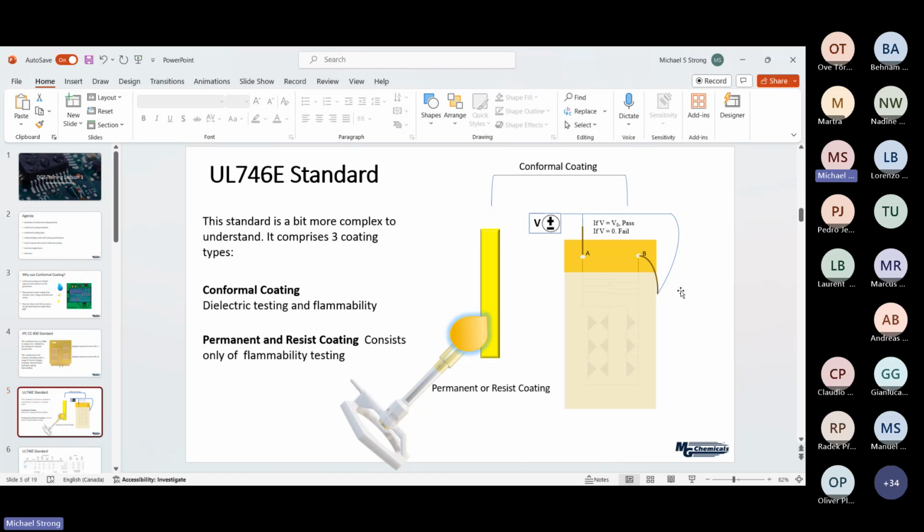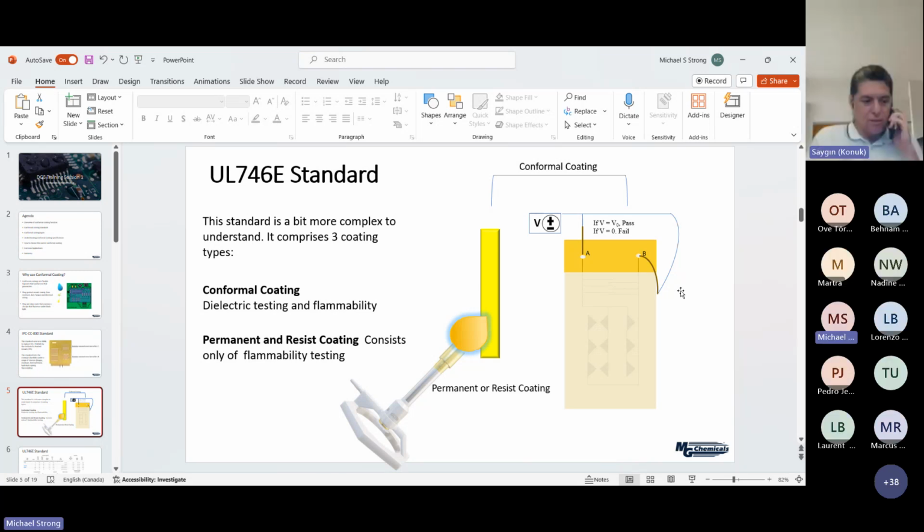If you, however, want to qualify your coating as a conformal coating under the UL 746E standard, you have to do the flammability strip test alongside a series of dielectric tests. And the dielectric tests are very much like the ones from the IPC, but they're a lot more difficult to pass. And what it is that your coating is applied onto a coupon at a given thickness, and it's subjected to a bunch of different stresses. So they look at thermal cycling, temperature aging.